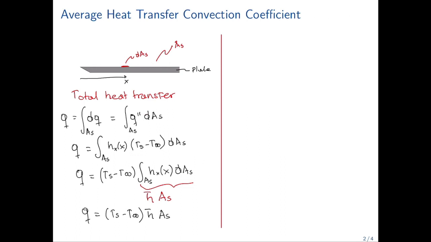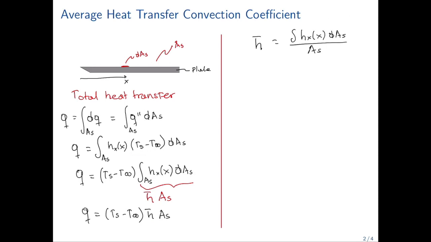So one thing that we need to be sure of when we do this approximation is that the units are the same. So the units for h times the units of the area, and this is exactly what we have in the integral. So we define h of s multiplied by A of s equal to this integral. Let's go here to the definition. So we have that h average is equal to the integral of h of x multiplied by dAs and divided by the total area.